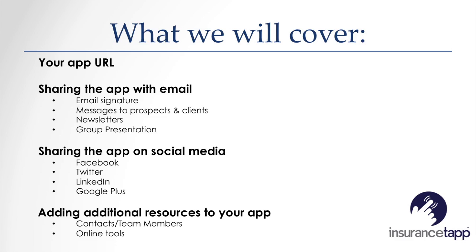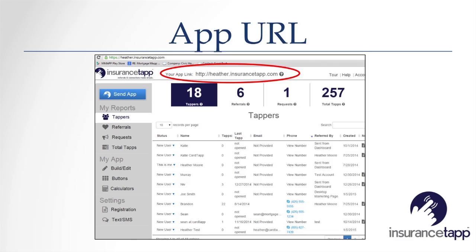So, one of the first things we get asked when members first sign up is how they can get the app out to all their contacts. There are a lot of ways to do this, which we will go over, but the first step is to know how to correctly share it with a large group of people, which brings us to your unique app link. You will find your app link easily in your online dashboard. When you are logged in, you will find it right there at the top of the page.